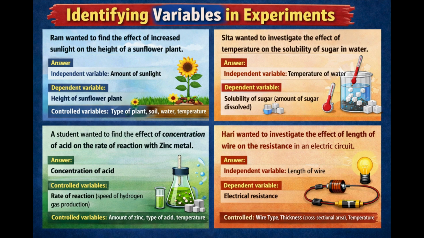Now what are we measuring? We are measuring electrical resistance. So resistance is the dependent variable. Now students, what should we keep constant? We must keep type of wire, thickness of wire, cross-sectional area and temperature. These are controlled variables. Now students, let's move on to the next topic.